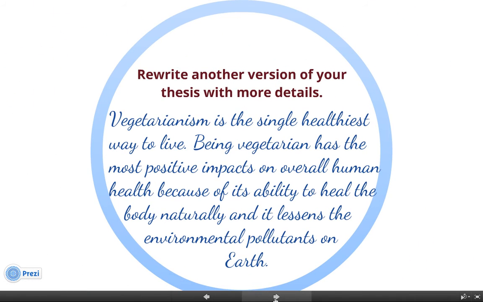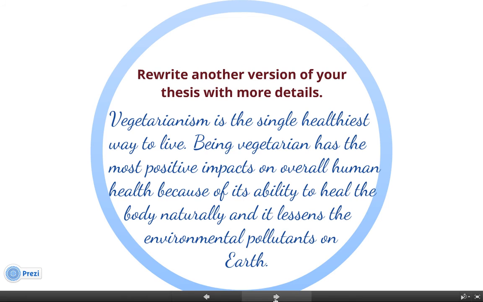Your final step is a challenge. Rewrite that original, very basic thesis you had and create another version of your thesis, but try to add more details. Try to extend it past 1 sentence or 1 very basic generic statement. You can be a little more creative here, but really try to write it out with a little bit more detail. So again, take a look at this example.